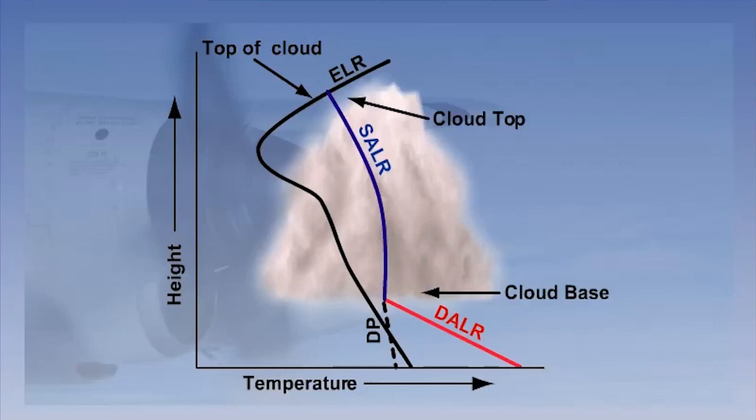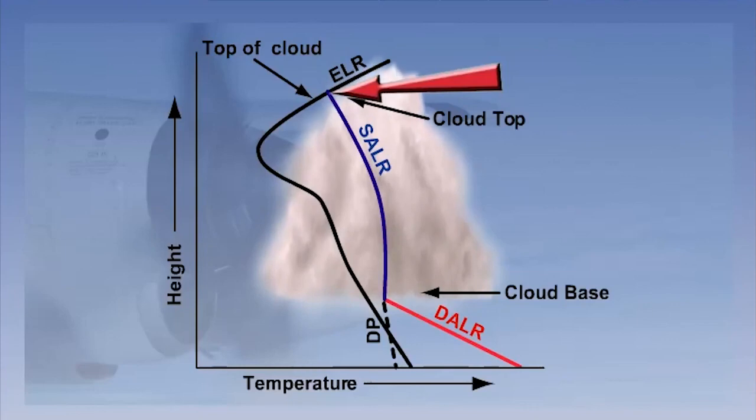On our graph, notice how the cloud stops at the point at which the SALR meets the ELR. This part of the ELR is known as an inversion, because the temperature starts to increase with height. It is at this point that our parcel of air, which was following the SALR, is no longer warmer than its surroundings, the ELR, and therefore will no longer rise.